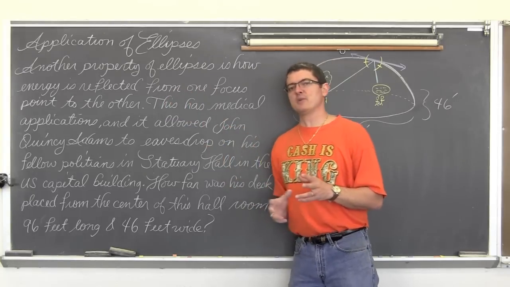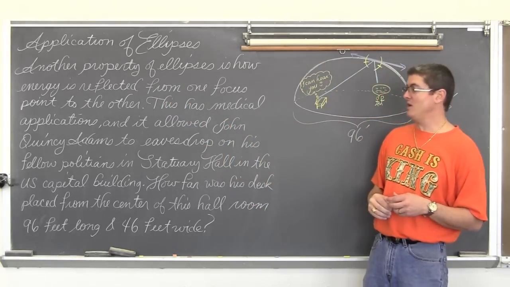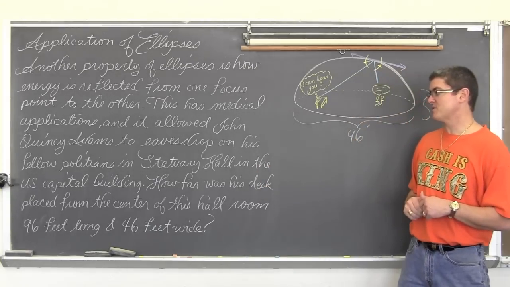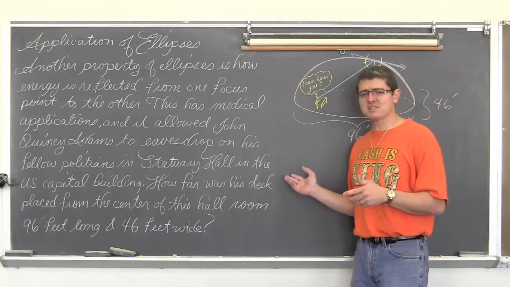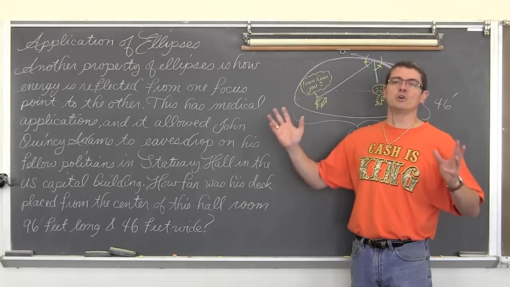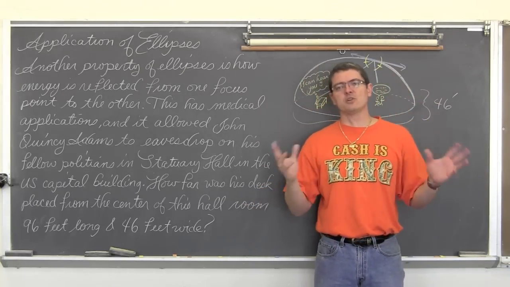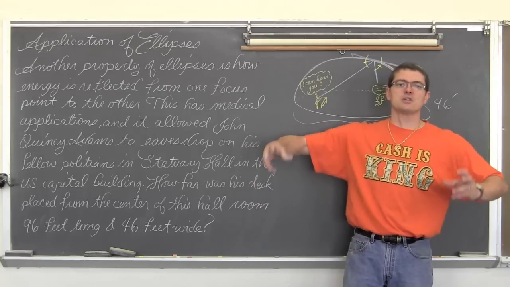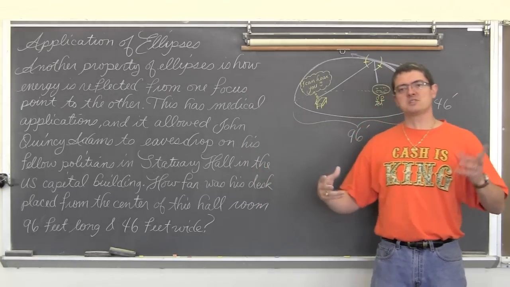This reflective property of ellipses allowed John Quincy Adams to eavesdrop on his fellow politicians at the Statuary Hall in the U.S. Capitol building. And I was there one time. They got this huge room, or at least it seemed like when I was there, it was full of tourists mulling around and just checking everything out. And they have these two places marked on the floors with a couple of stands for the tourists.